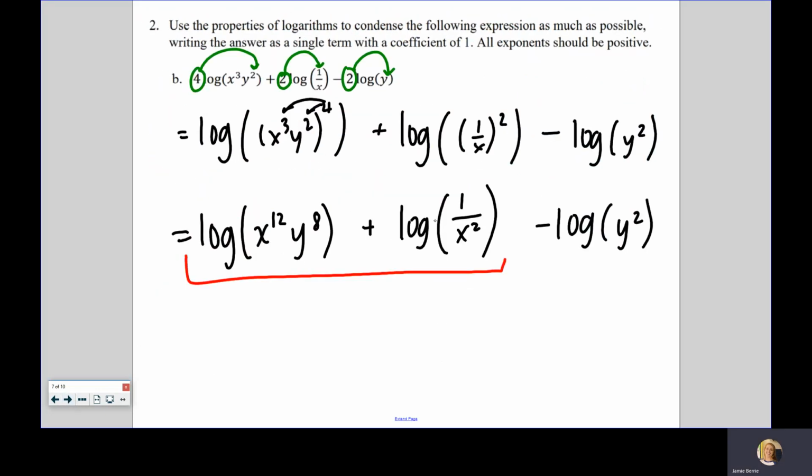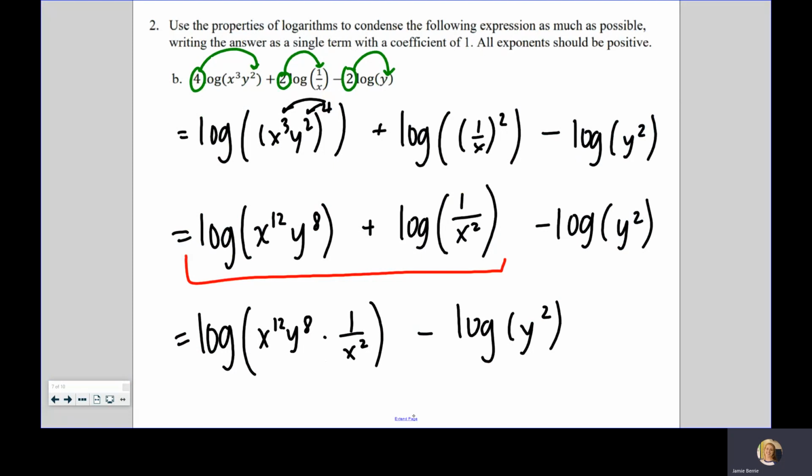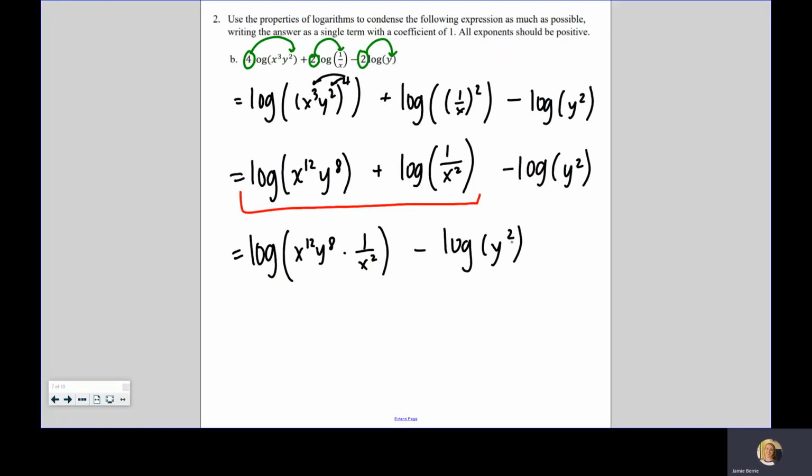All right, so let's do that. Our arguments inside our parentheses are going to become our product. So it's going to be log of, and again, in order for this to work, they have to have the same base. We can see these are both common logarithms. So again, we're going to multiply our arguments here. So we're going to have x to the 12th, y to the 8th times 1 over x squared, minus log of y squared. All right, so let's work on this and then we'll take care of this second term.